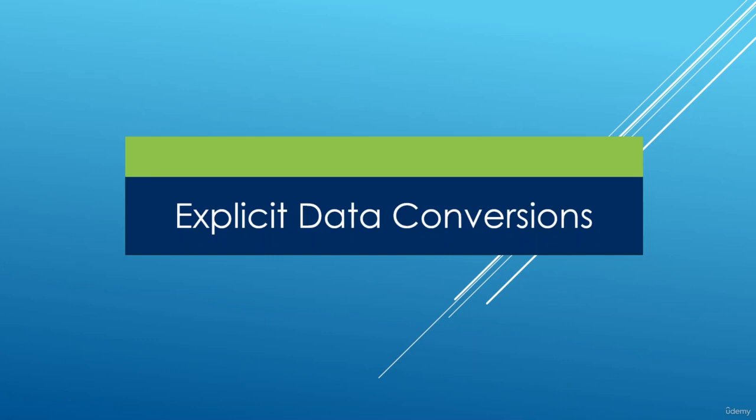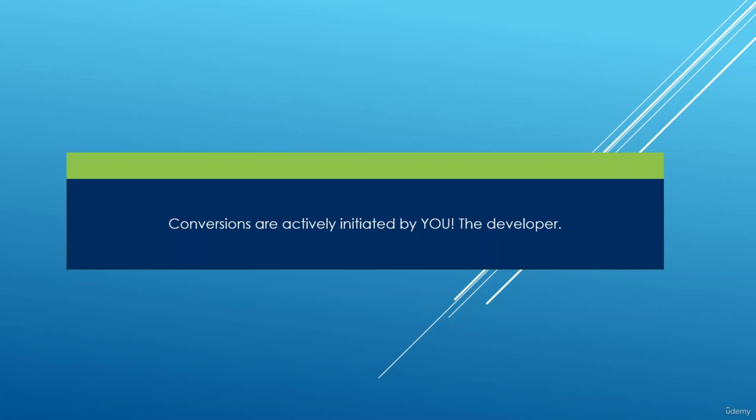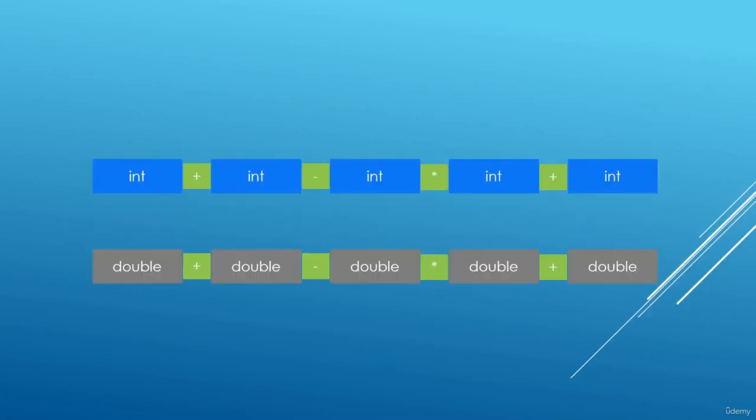In this lecture, we're going to look at explicit data conversions. These are conversions that are actively initiated by the developer. The problem is really what we have been dealing with in the last lecture. It is that in real-world applications, expressions are going to have different types in an expression. And for the compiler to be able to do its thing, it expects all the variables in an expression to be of the same type.